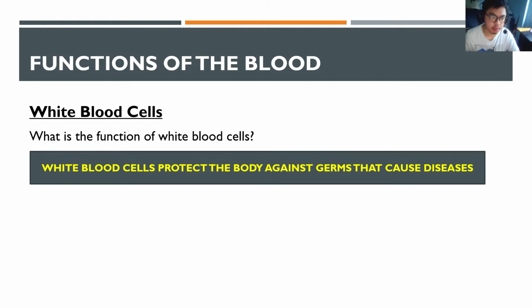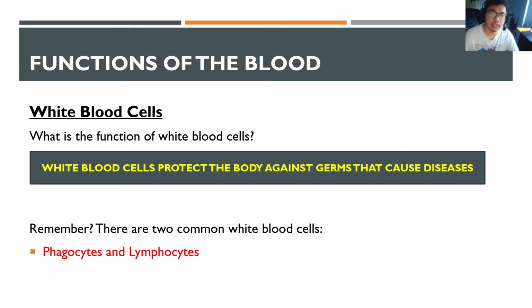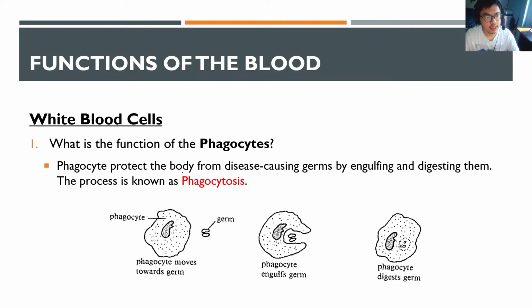So this is a very important cell. If you remember, there are two common white blood cells, and these are the phagocytes and the lymphocytes. The phagocytes protect the body from disease causing germs by engulfing and digesting them. This process is known as phagocytosis.